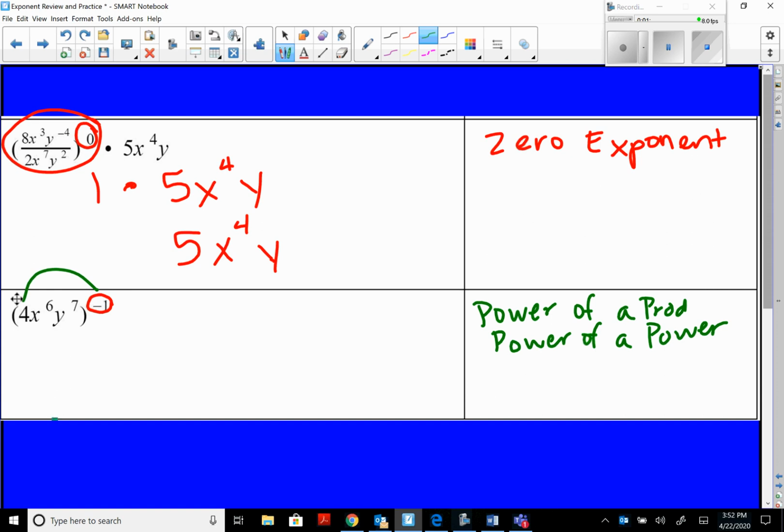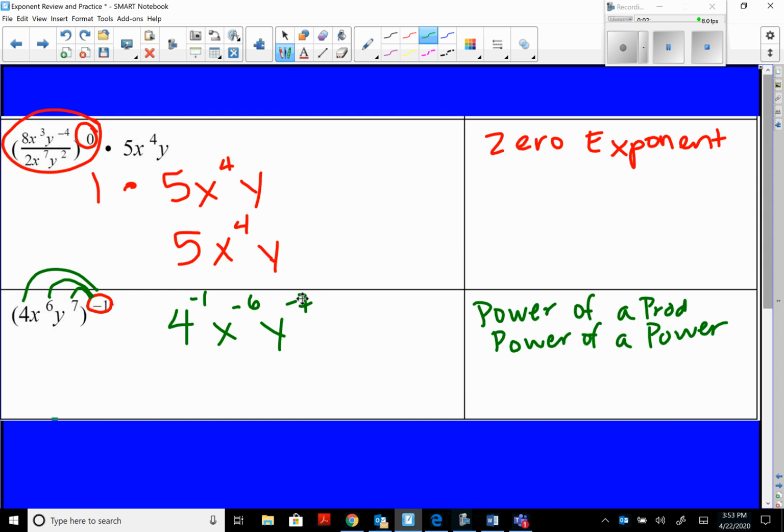So let's start with the 4. The 4 does not already have an exponent, so that's now going to be written as 4 to the -1st power. The x has a 6, so that means I'm going to multiply the -1 times 6. So that will become x to the power of -6. The y has a +7, so I'm going to multiply the 7 times -1. So that's y to the -7th power.